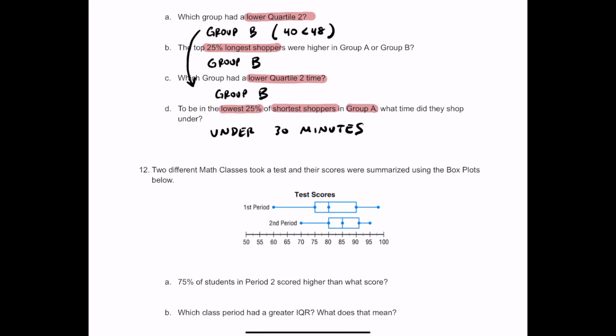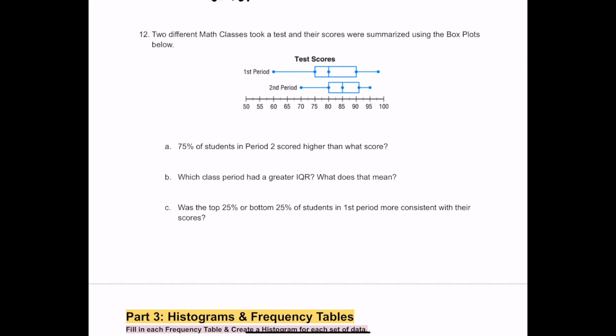Number 12, let's see, 2 different math classes took a test and their scores were summarized using the box plots below. If you want to take a look at, say, 75% of the students in period 2, just looking at period 2, scored higher than what score? Okay, just look at period 2, which is right over here, and 75% of them, well, 25% of the data were in the bottom. That means this represents the top 75% of the class, so we have to look at Q1. So what is Q1 here? That's going to be 80. So 75% of the class scored above an 80.